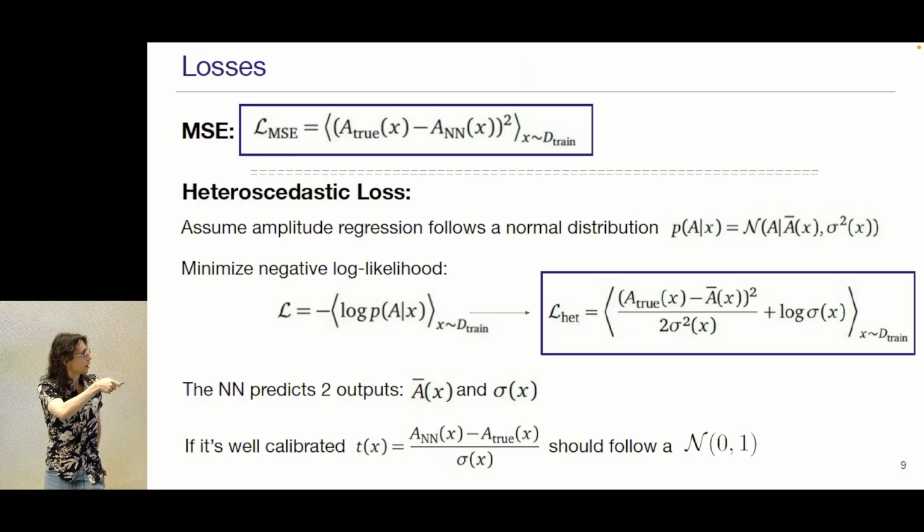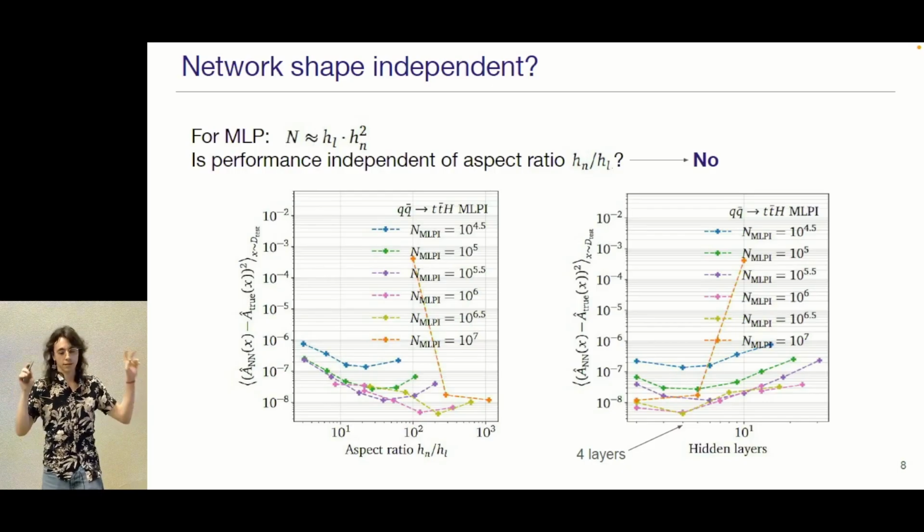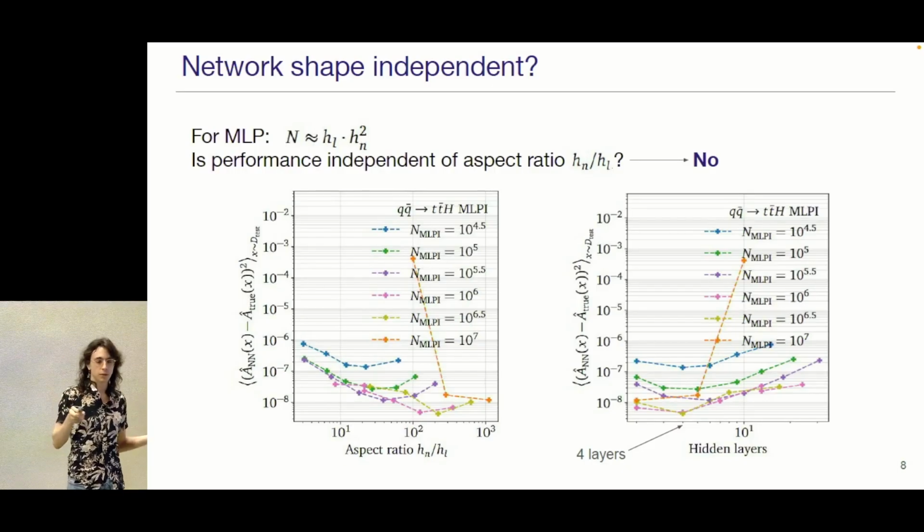Moving on. You could ask, is the scaling independent of the shape of the network? Because, as you may know, the number of parameters in an MLP scales roughly quadratically with the number of hidden neurons in the model and linearly with the number of hidden layers. So there are many possible combinations that get you the same number of parameters.